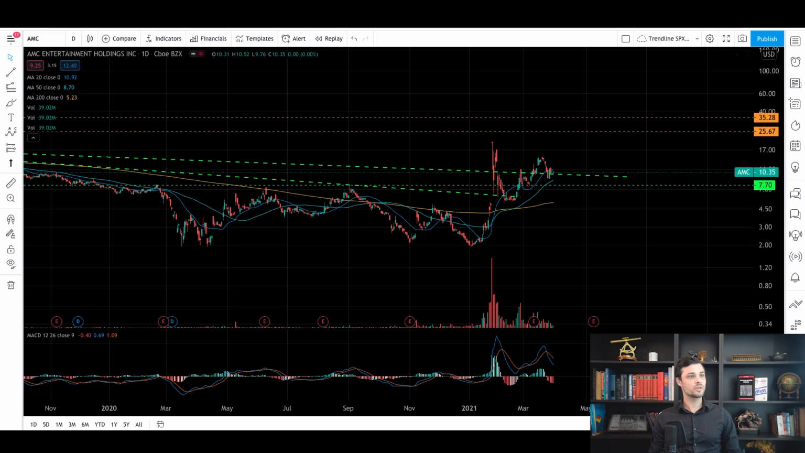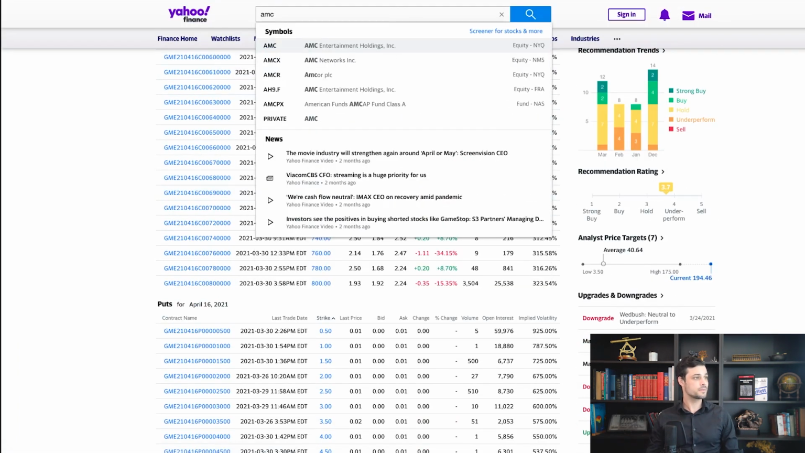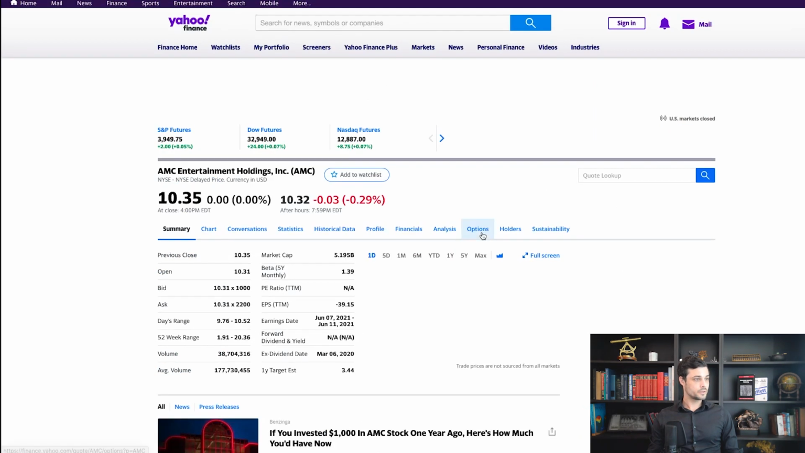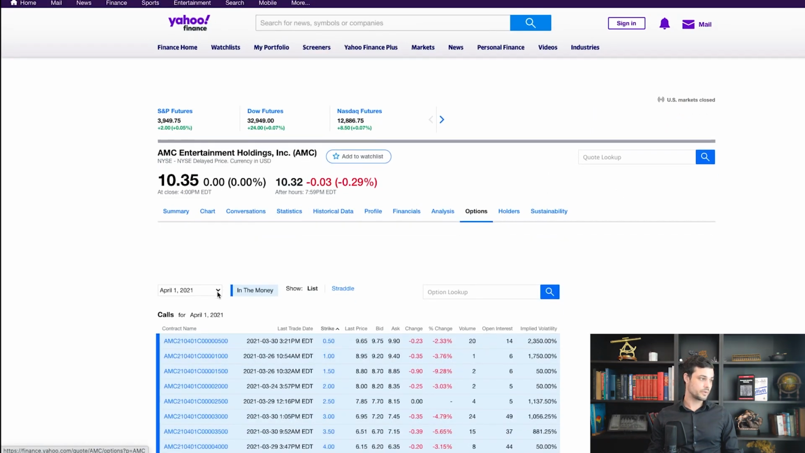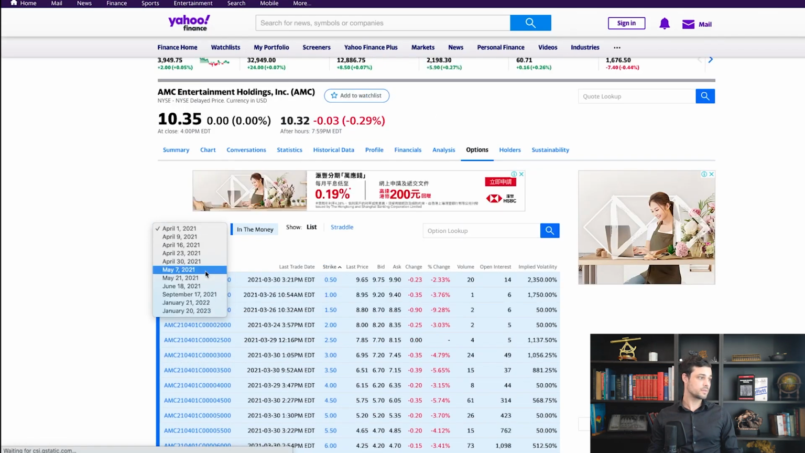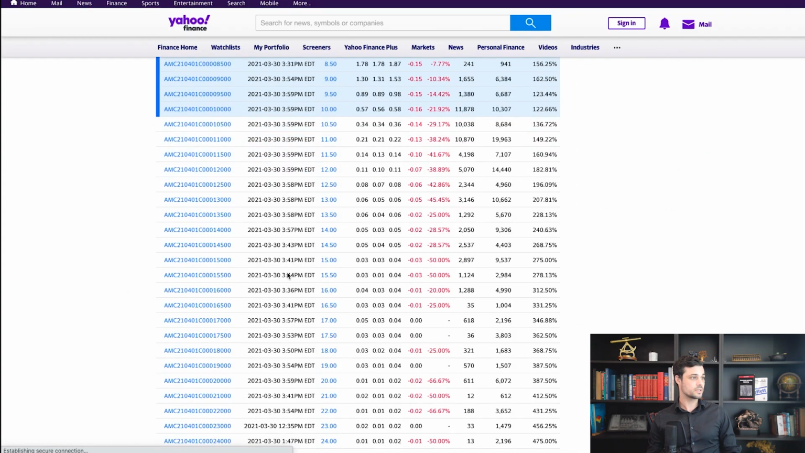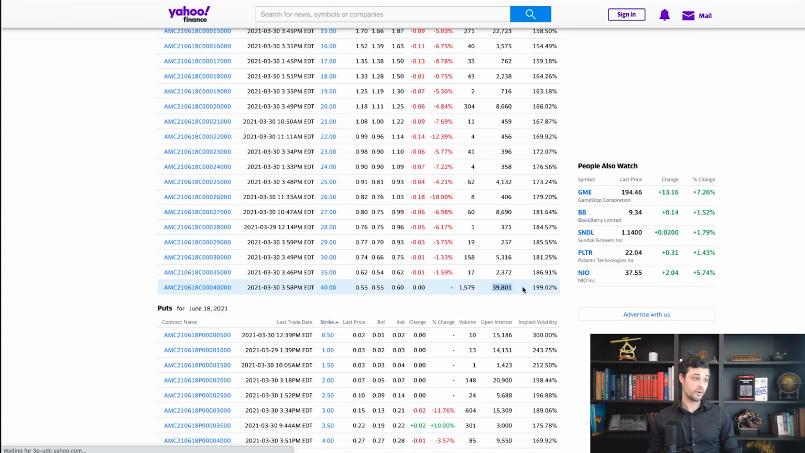I'm going to show you some information about option chain. So you go on Yahoo Finance, you type AMC, you go to options just here, and you select your different expiry. So once again, the 16th of April is very liquid, but on AMC, guys, you need to go to June. The information is on the 18th of June, and you can see that on the 18th of June, you have a very big amount of call options on the 40 strike.